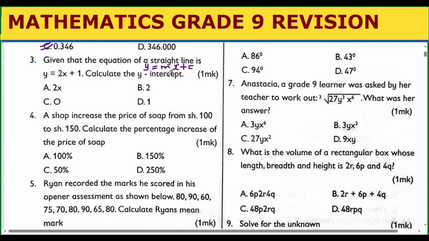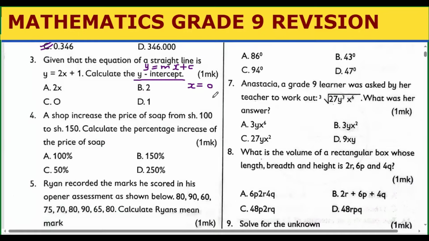So y equals to 2x plus 1. Calculate the y-intercept. So there is something here you need to understand. First of all, understand the y-intercept. At y-intercept, x equals to 0. And at x-intercept, y equals to 0. So no matter the case, it is just the vice versa. So at y-intercept, x equals to 0, and at x-intercept, y equals to 0.